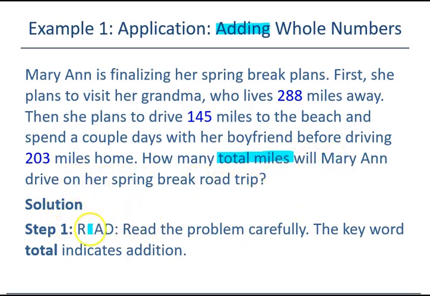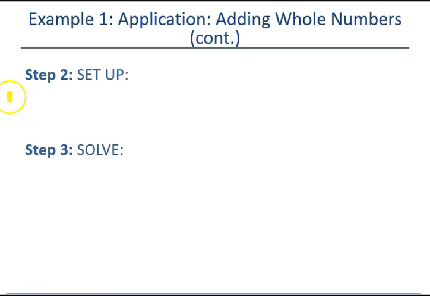Solution. We're going to read the problem carefully and look for keywords. Total indicates addition. How many total miles? There's our little keyword. So what we're going to do is take all of these mileages, let me go to a different color here, and add them up. So how does that look? What did it say?